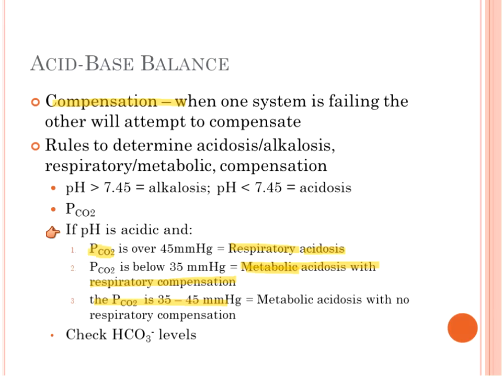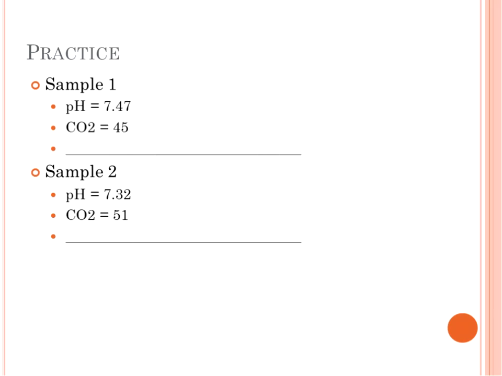If we decided that our pH was acidic, and the partial pressure of carbon dioxide, in our example, was at 51, it was not within our normal range, so it's over 45, so it has to be respiratory acidosis. If I had made that number smaller, like 25 or 30, then we could say it was metabolic in nature, and we have respiratory compensation.